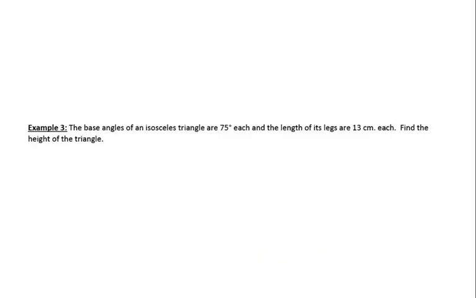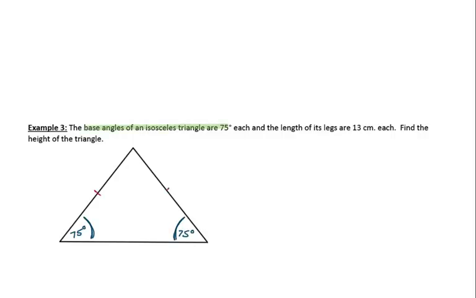So example 3, we're given some information about an isosceles triangle. So I'm going to construct the triangle here. So I have an isosceles triangle. We're told the base angles are 75 degrees and the legs are 13 centimeters. And the question is, what is the height of the triangle? So one thing we might remember about isosceles triangles is that if the two base angles are the same, their opposite sides are the same.